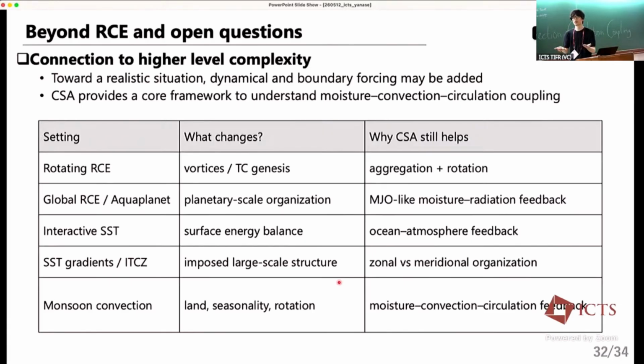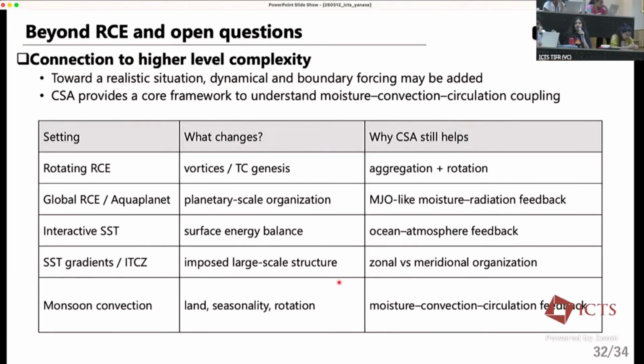So maybe we can discuss some dynamical controls in the rotating RCE framework. That is one of the active research fields, so if you're interested, yeah, nice. Thank you.